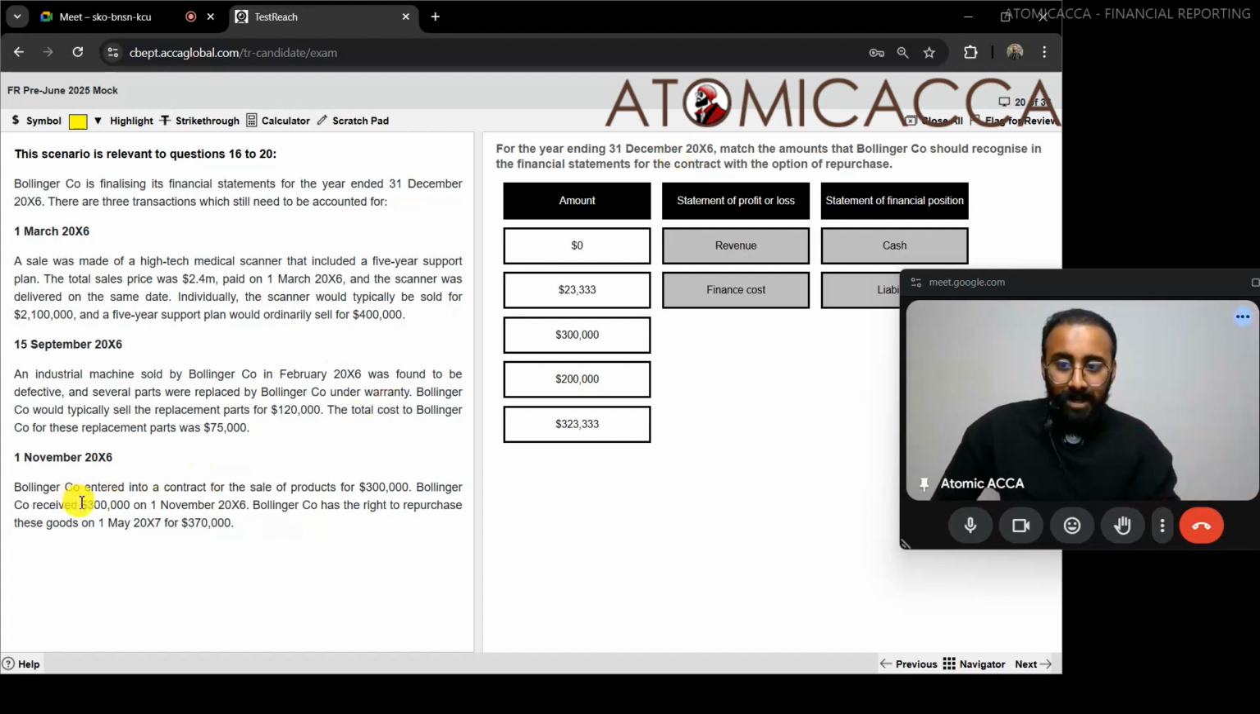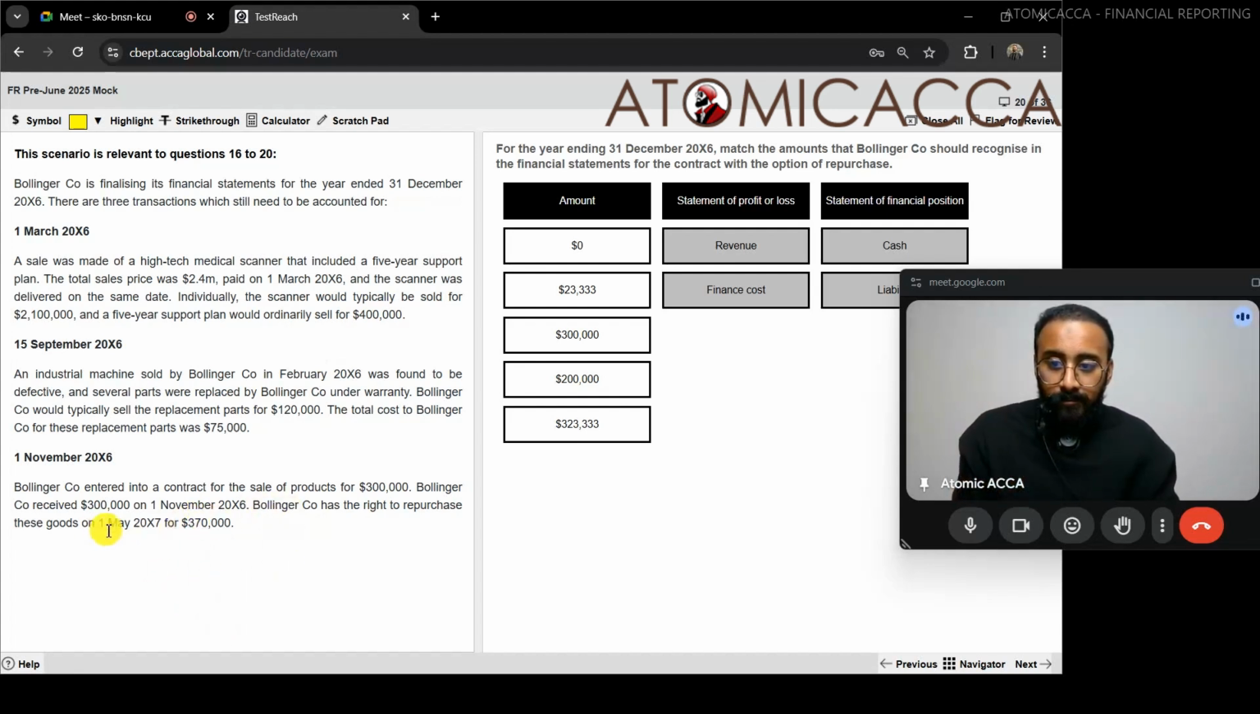First thing is I'm getting 300,000 cash when I'm selling it. Received 300,000. What will happen? Debit cash 300,000, credit liability 300,000. By 31st December, what would happen? There will be interest accruing on top of that 300,000 liability. Cash will not change. Liability will increase. By how much? When was the repurchase? 1st May X7. You have to pay extra 70,000 for this. 70,000 is the total finance cost.